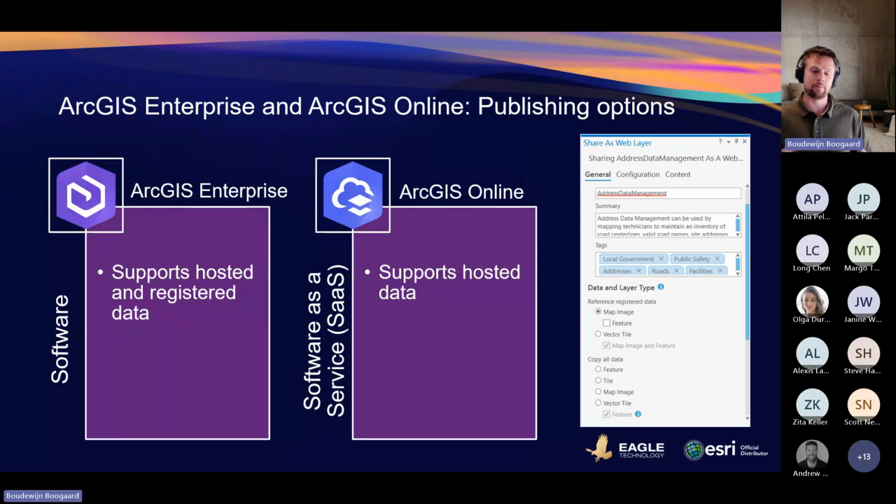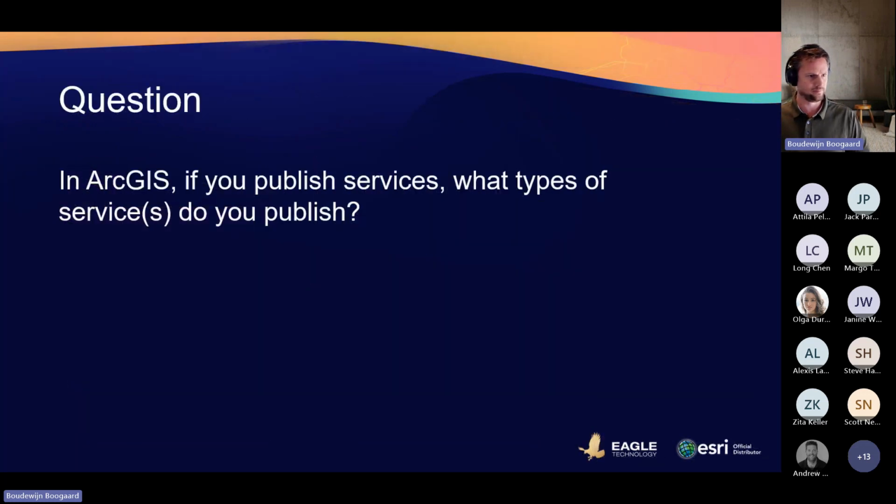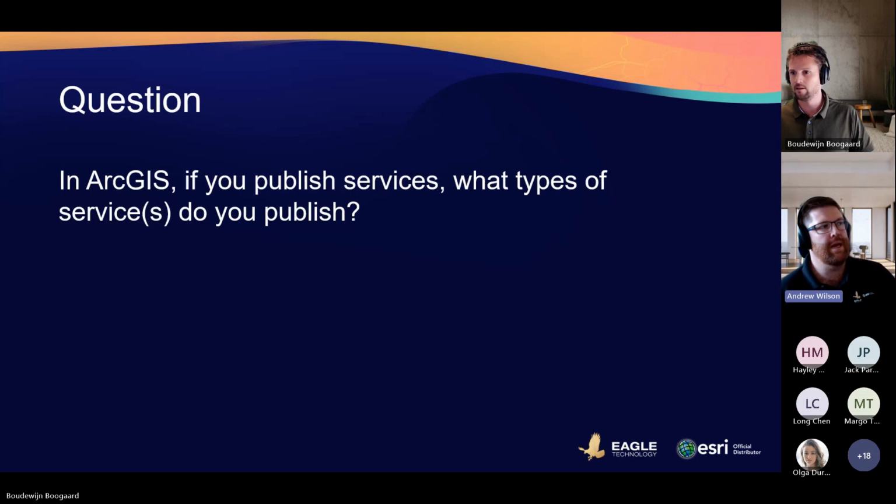And before we jump into some of the how-tos of publishing the different types of services, we've got a question, and for that I'll pass it back on to Andrew. So the next question that we've got, again, will come up in Polly. But in ArcGIS, if you publish services, what type of services do you publish?